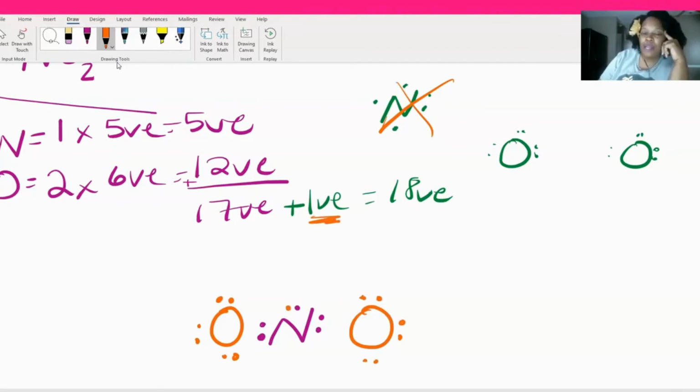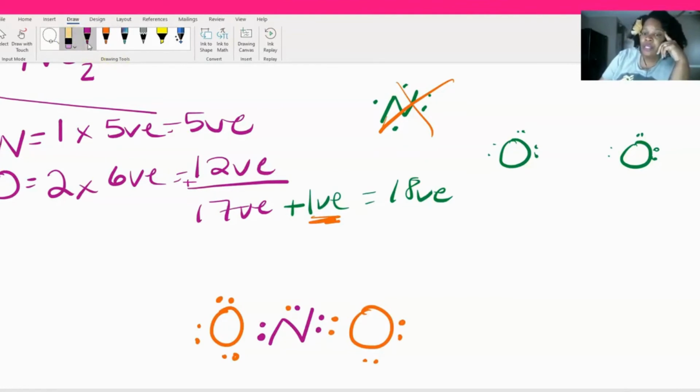No. Why? Because right now, oxygen on the left has 8 valence electrons. Oxygen on the right has 8 valence electrons. But if we look at that nitrogen, guess what's happening? We only have 6. So you can take it from the left oxygen or the right oxygen, it doesn't matter. But let's just go ahead and take it from the right. I'm going to take these 2 and put them here. So I'm going to erase those 2 that were on the very top.